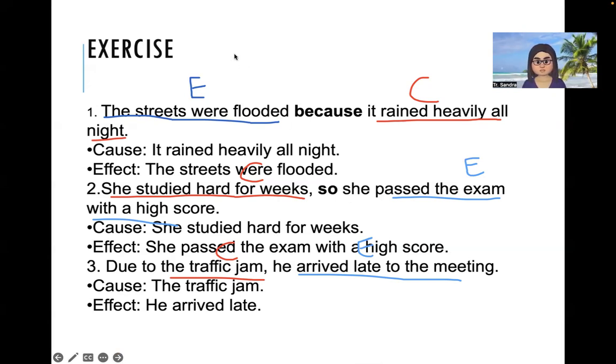So up to now, any questions so far? Not yet. Not yet, right? So now we'll be moving to another one this time.